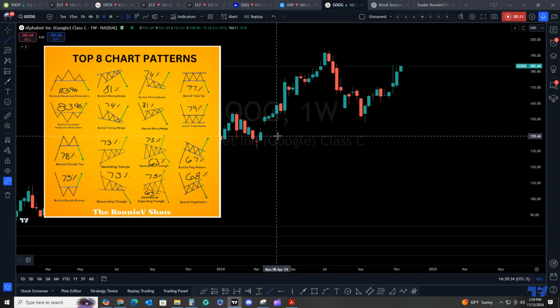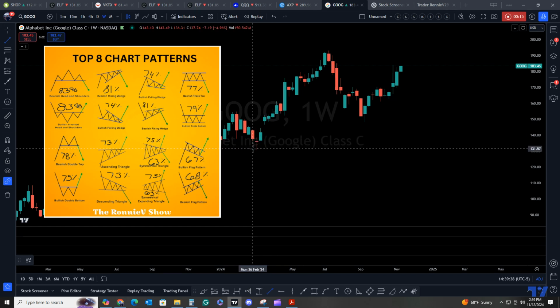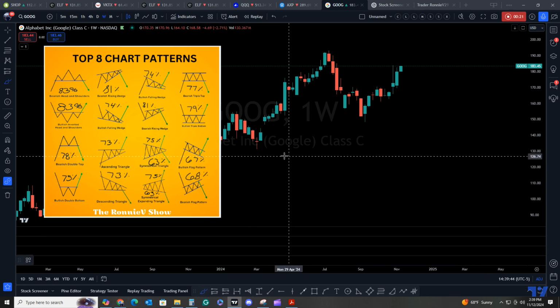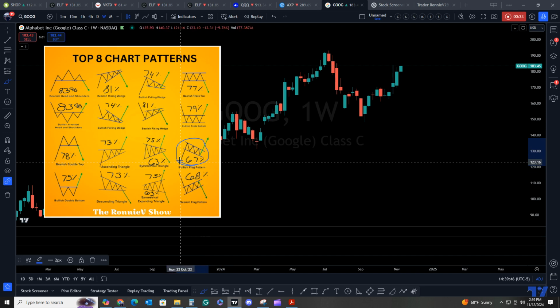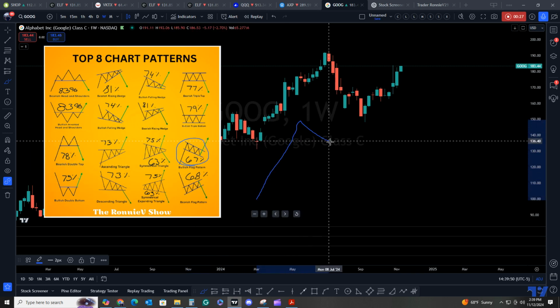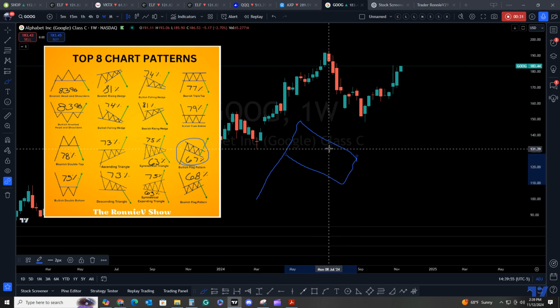So first up, we're going to be talking about Google here. We have a bull flag. This is the first charting pattern we're going to be talking about. For a bull flag, you want to look for obviously this right here. It's basically a flag, right? So you run up, and then you kind of come sideways like this and you have a flag, right? So you want to look for that in the candlesticks.